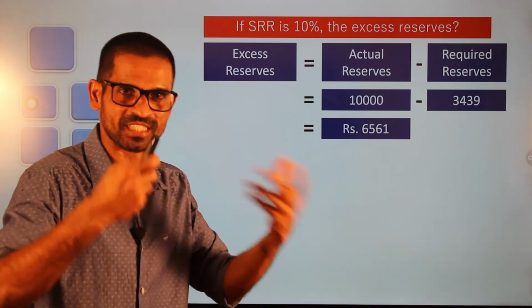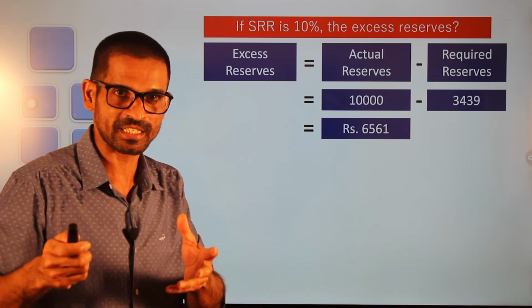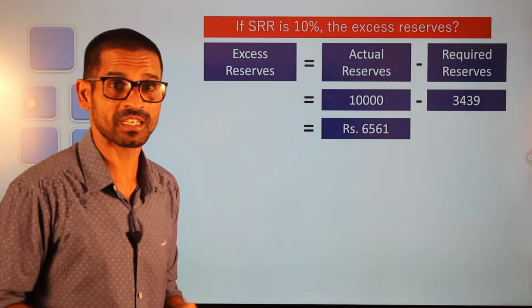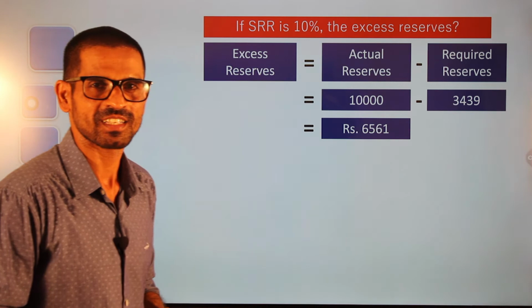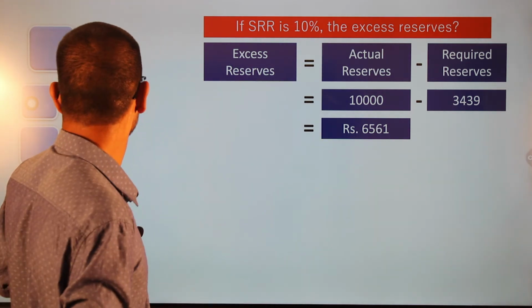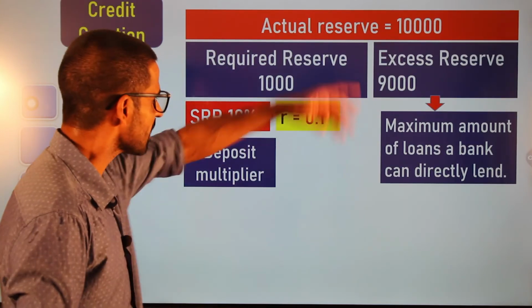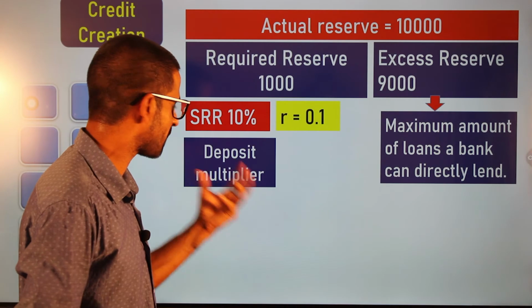So this credit creation process will continue, right? And it will continue, and finally there will be a multiple times increase in the amount of credit granted by the banking system, which is explained with the deposit multiplier, right? Which is explained with the deposit multiplier. What does the deposit multiplier say?